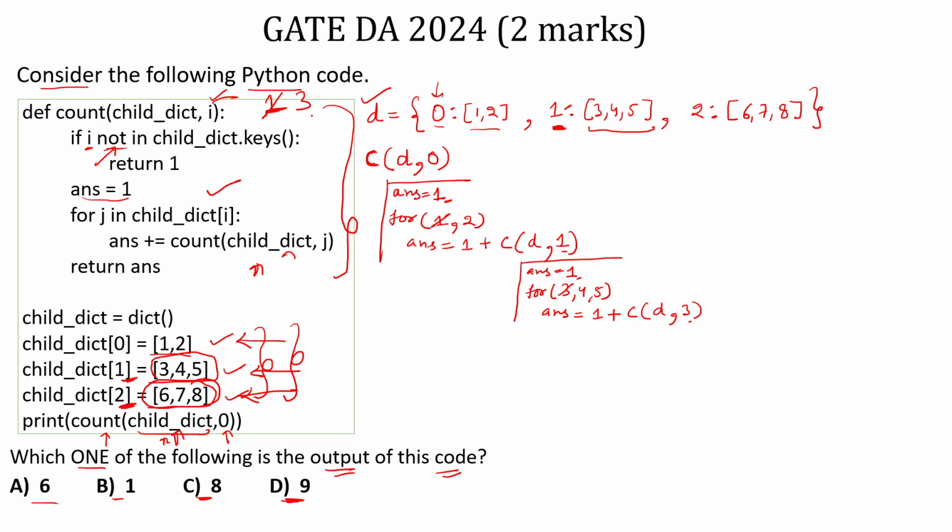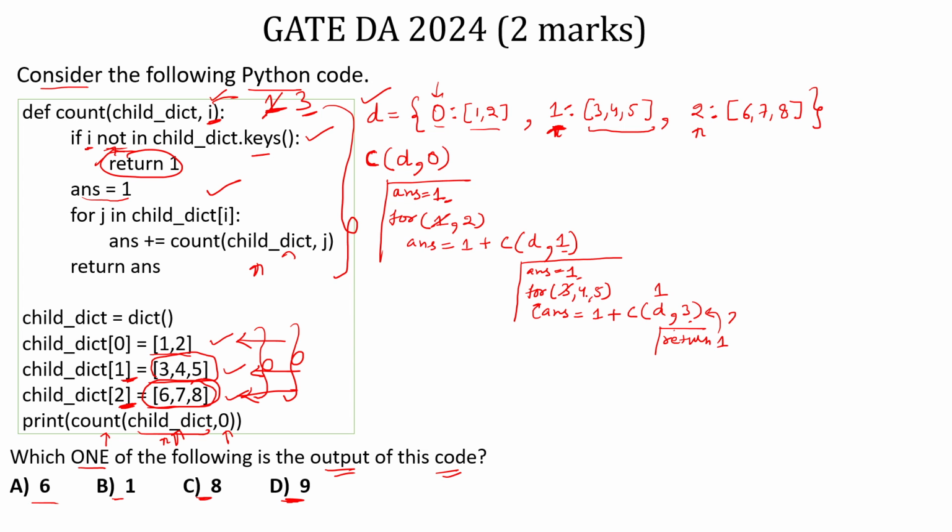This time we are passing 3 as the I value. So 3 is not a key. We have only 0, 1 and 2 as keys. So 3 is not a key, and this condition is satisfied this time. So we return 1. When we call this function, we simply return 1. So we return 1, and we are still inside this loop.